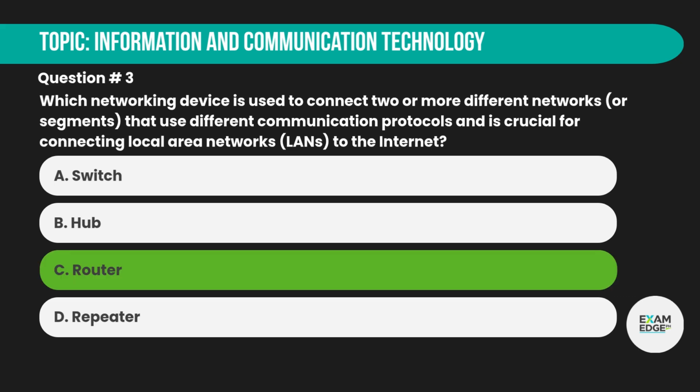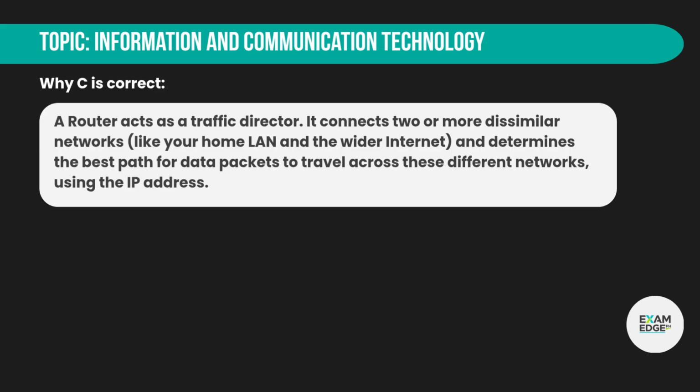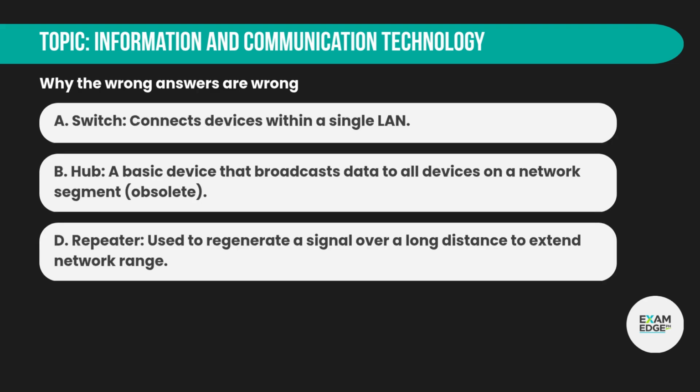Correct answer: C. Router. Why C is correct? A router acts as a traffic director. It connects two or more dissimilar networks, like your home LAN and the wider Internet, and determines the best path for data packets to travel across these different networks, using the IP address. Why the wrong answers are wrong?